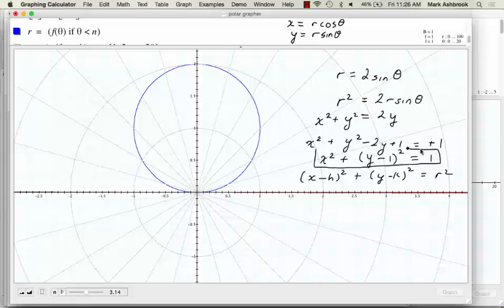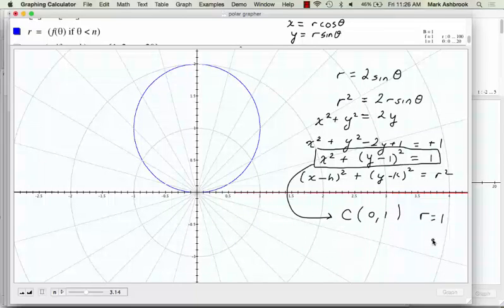So that's a circle with center, what's the center? 0, 1, radius 1. Oh, you mean this circle? Center 0, 1, radius 1. But we can only do this r business because it is a circle, right?